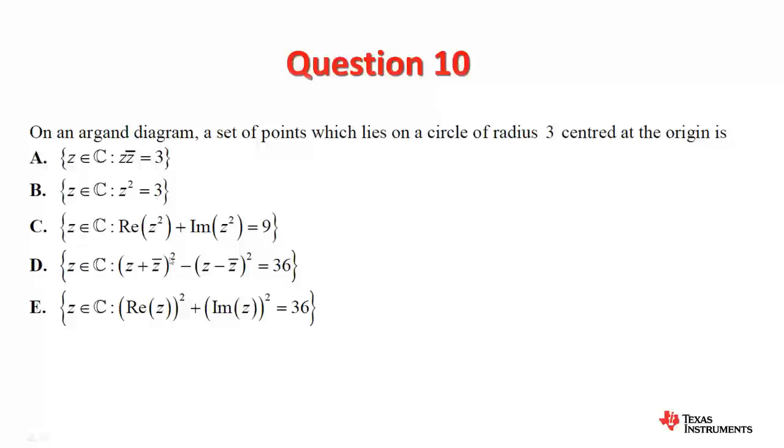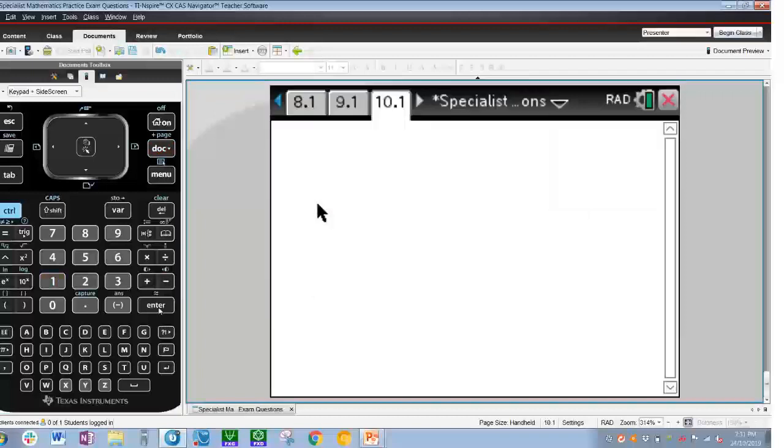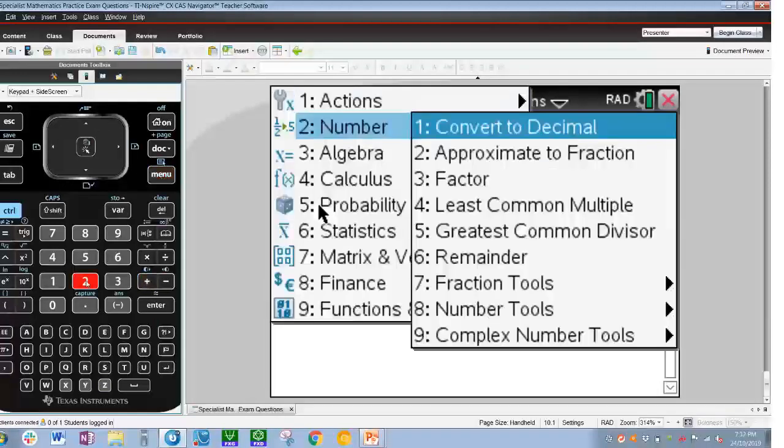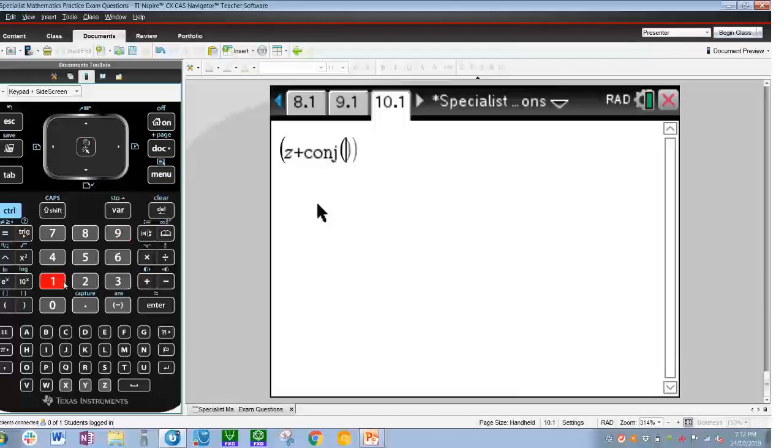D, that looks quite a promising option. We can have a look at that. So I'm going to look at D. I'm going to type in the equation as it is, and very similar to question 8, I'm going to let z equal x plus yi. So creating a new problem with the calculator screen, and then I'm going to type in the equation as it is. Now, I need to get the conjugate of z. I'm going to press menu, 2 for number, and then 9 for number tools, and then 1 for complex conjugate.